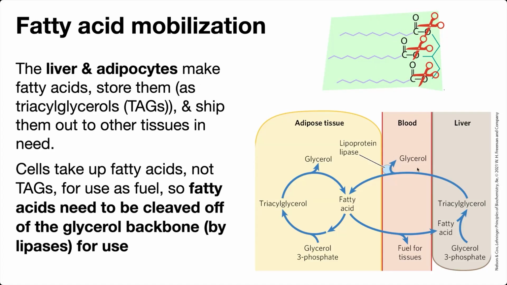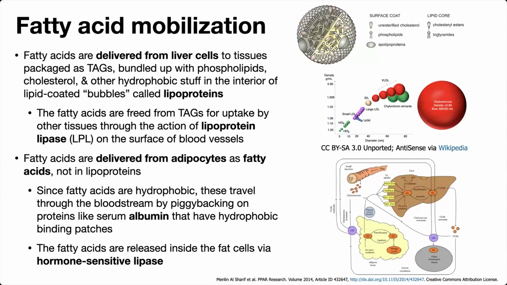This cleaving can happen inside of the tissue, or it can happen extracellularly. Your fat cells are actually going to chop off the fatty acids inside of the fat cells and then ship them out, piggybacking on other proteins. Whereas your liver is going to send out these triacylglycerols, and then the fatty acids are going to be removed from the triacylglycerols extracellularly. So we'll get more into this in a second.